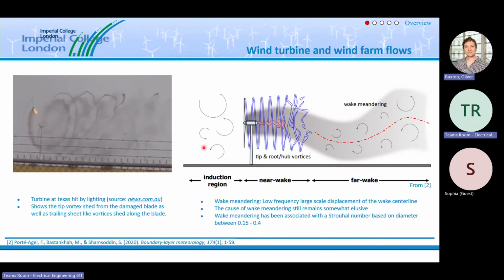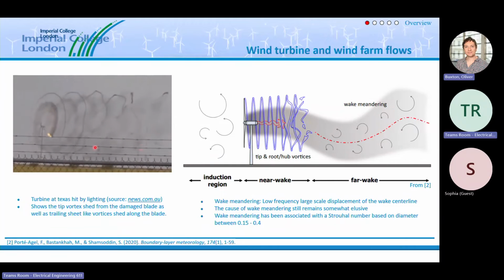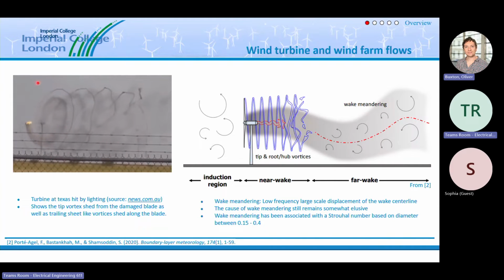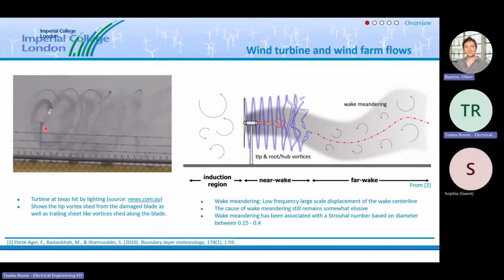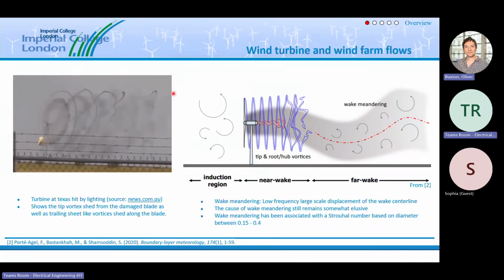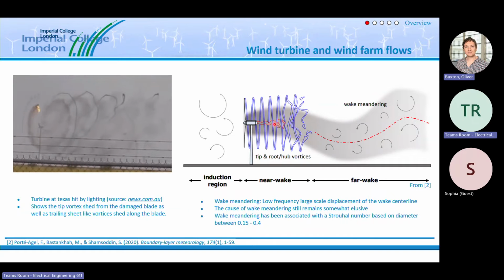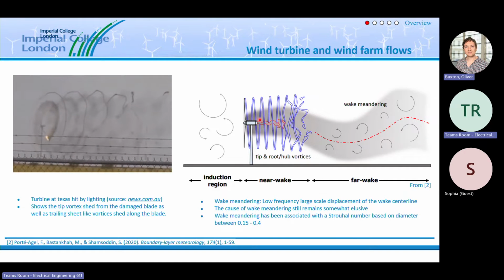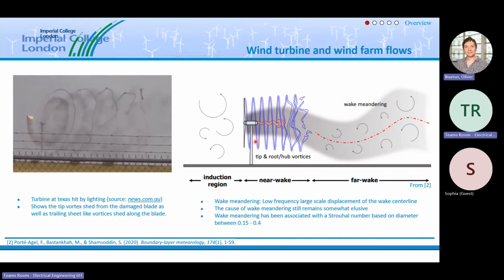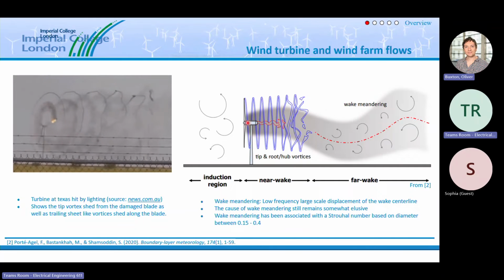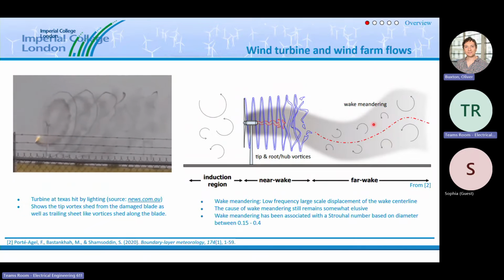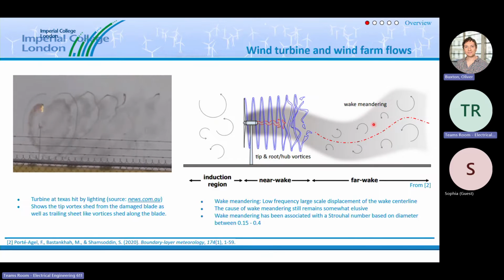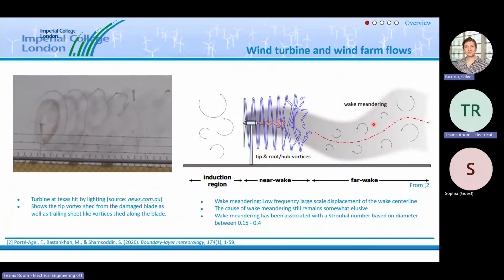So some of the things that we're going to be interested in, let's say, the tip vortex, and this is beautifully illustrated through a lightning strike of a wind turbine, I believe, in Texas. So we've got the tip vortices, we've also got some shedding associated to the nacelle, there might be some vortex shedding associated to the tower, and then if we go sufficiently far downstream, as I say, all of these things kind of interact with one another, and we produce a very large scale but slow meandering motion associated to the wake.